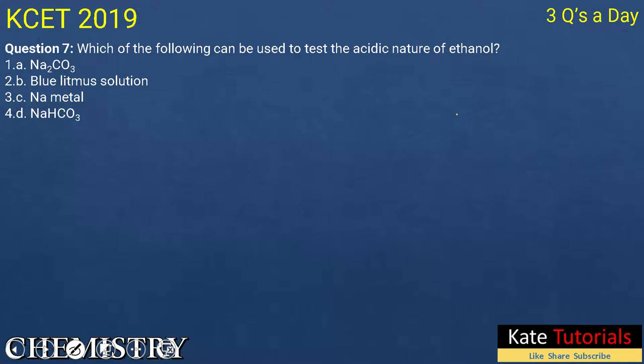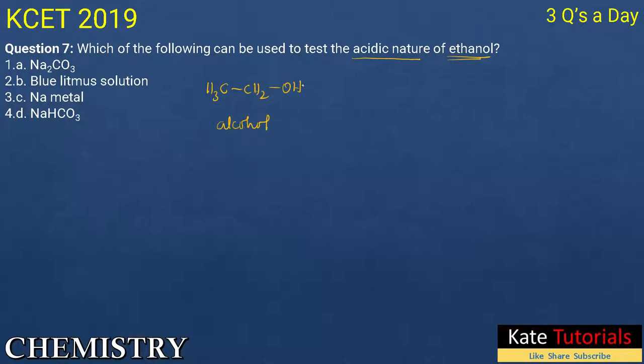Welcome to this video. In this video I'm going to discuss question number 7, 8, 9 of KCET 2019 chemistry. Question number 7 is, which of the following can be used to test the acidic nature of ethanol? So ethanol, you know what is ethanol? CH3CH2OH. It is an alcohol.